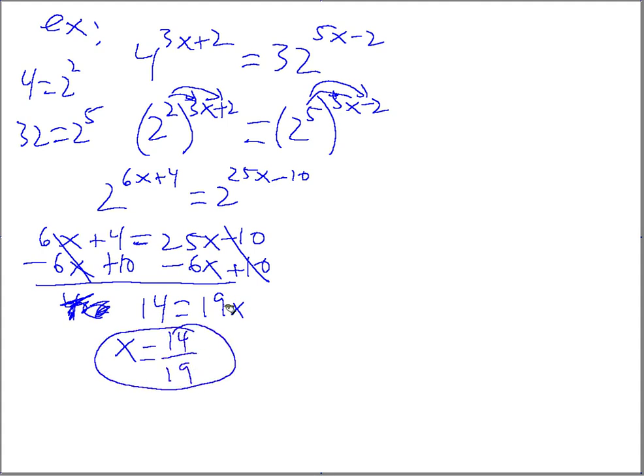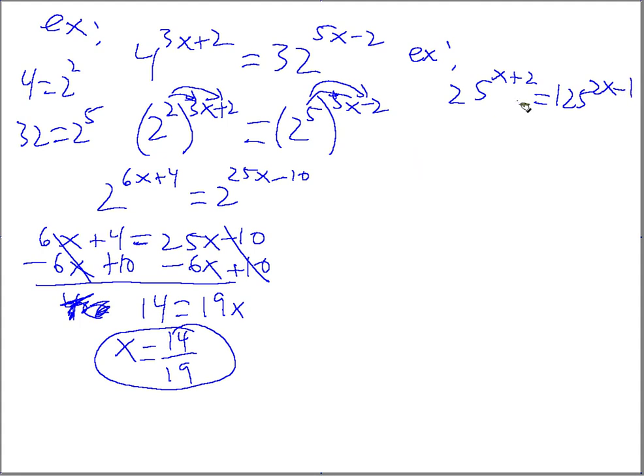All right, so we get a fractional answer for x for this equation. But again, get them to be the same base, if you will. Let's try another one and see if we can do that. What about 25 to the x plus 2 is equal to, let's say, 125 to the 2x minus 1. Let's try that one.